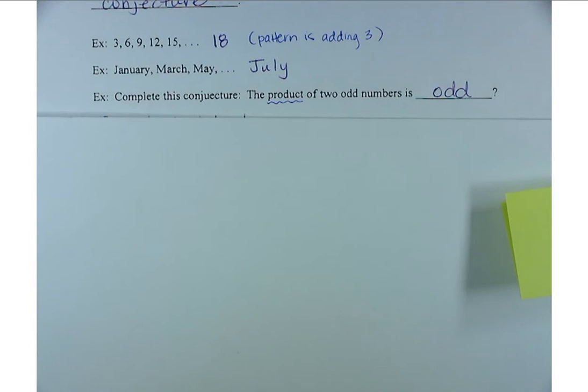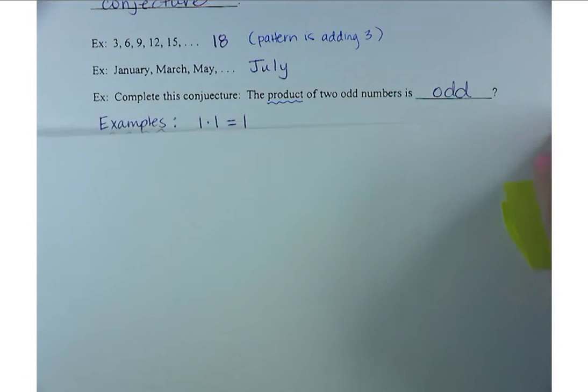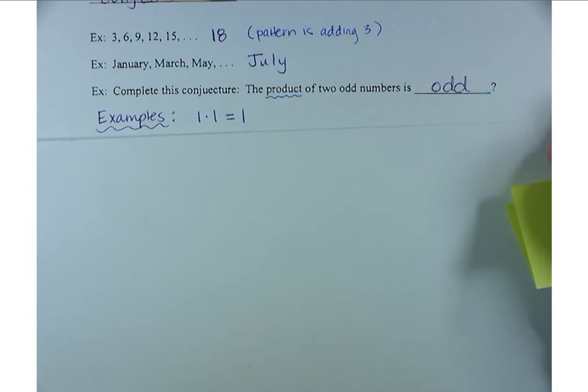Okay, if you multiply 2, which is an even number, by anything, you're going to get an even number. Okay, so we're going to complete the conjecture. And then let's show some examples.